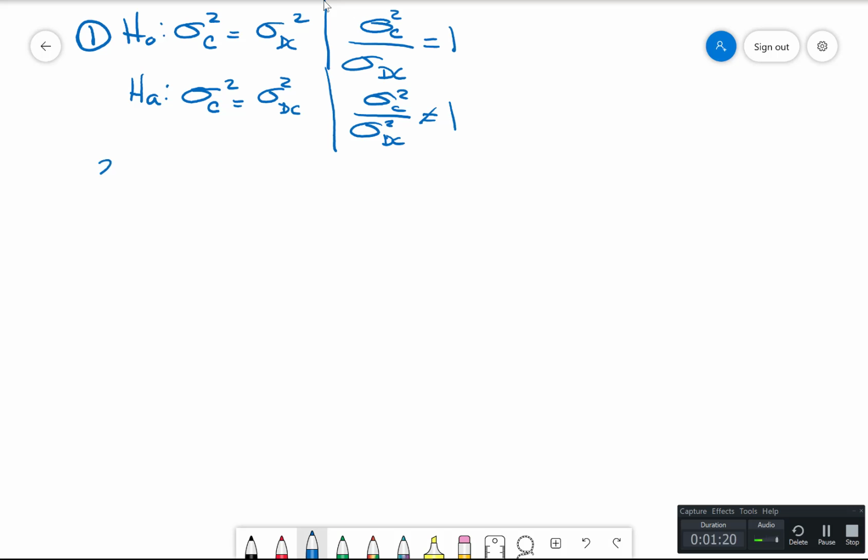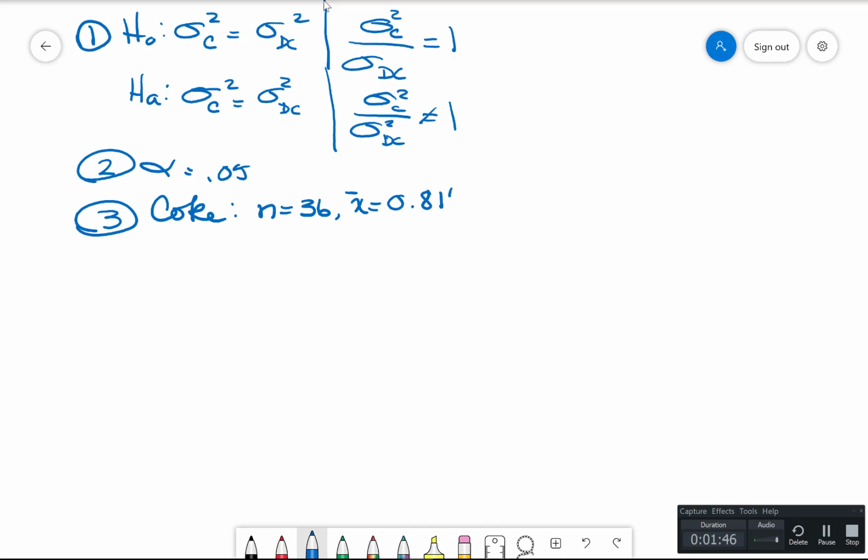Okay, we're going to set our alpha, and we're going to summarize our data just so that we have it handy. So when we have Coke, there's 36 cans in our sample. The mean weight of the can is 0.81682 pounds. And our standard deviation is going to be 0.00751 pounds.